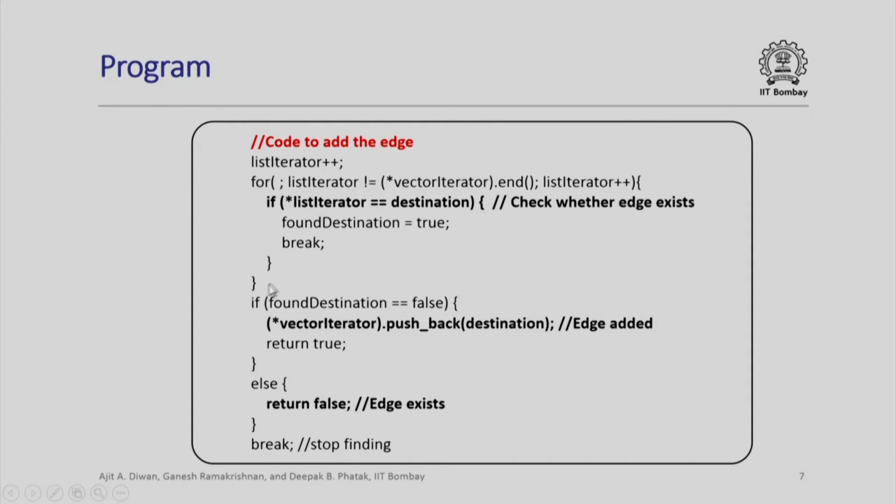Please remember, we may come out of this loop either because of the normal completion of the loop or because of this break. So, we have to test whether the found destination is true or false. If it is false, then we know that no edge exists and we have to add an edge. This is where we use that simple function pushback which was there in the earlier program also, and we return true that we have added the edge. Otherwise, we will simply return false saying that edge already exists. So, please note that for a real life problem where somebody is trying to add an edge which already exists, instead of this simple statement that we had used in our last program, we have to write so much of code.